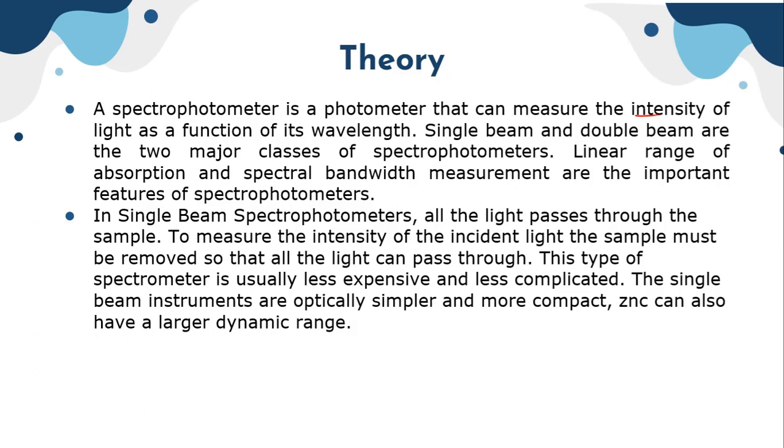In the single beam, all the light passes through the sample, and to measure the intensity of the incident or incoming light, the sample must be removed so that all the light can pass through. This type of spectrophotometer is usually less expensive and less complicated. The single beam is simpler, more compact, and can also have a larger dynamic range.